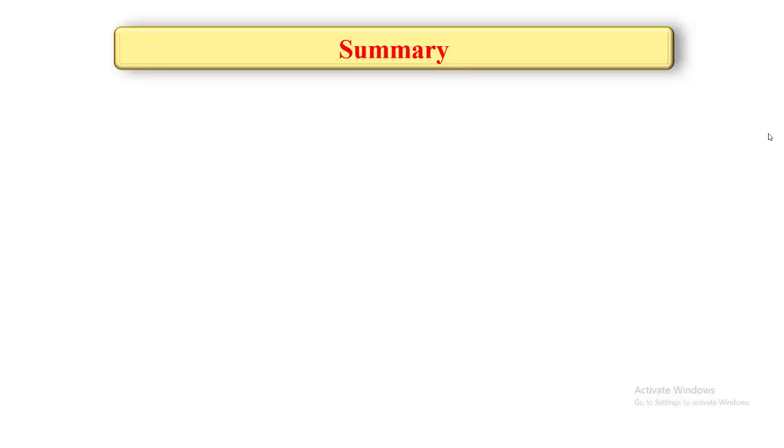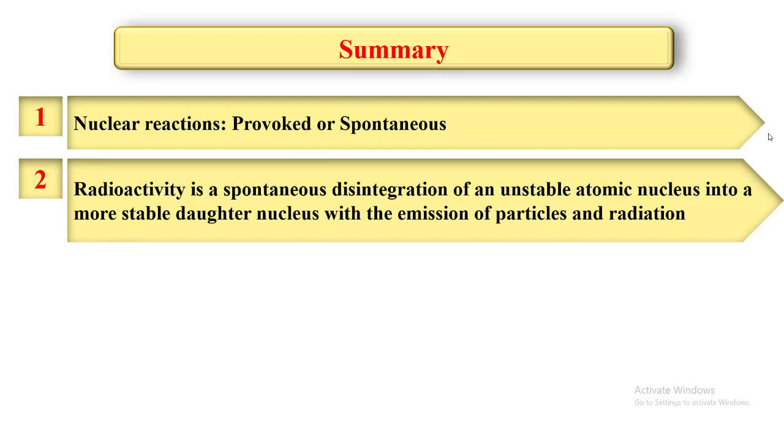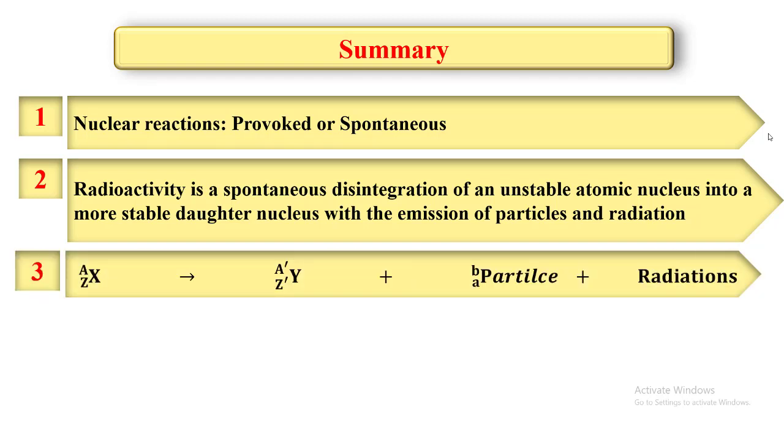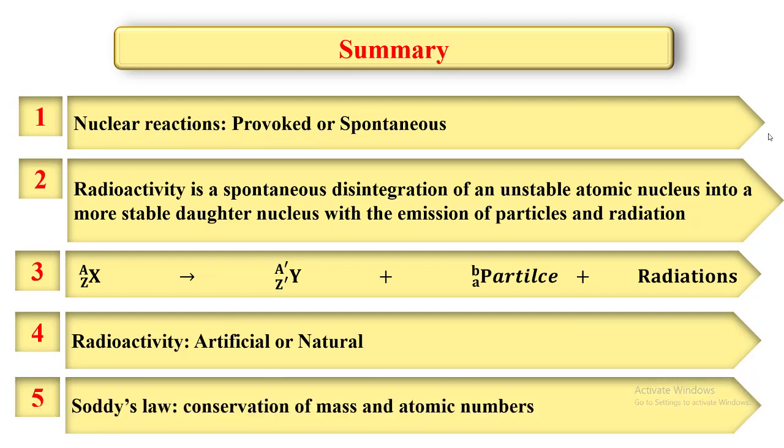In the summary of this video, we have seen that the nuclear reaction can be provoked due to external intervention or spontaneous due to the absence of external intervention. Radioactivity is defined as the spontaneous decay of an unstable nucleus into a more stable nucleus with the emission of particles and radiation. The general equation of radioactive decay is given by X decays into Y plus emission of particle and radiation. Also, radioactivity can be artificial or natural, and the last objective we have discussed in this video was Soddy's law, and it states that the mass number and the charge number are conserved.